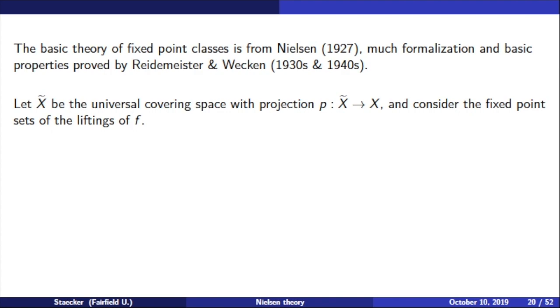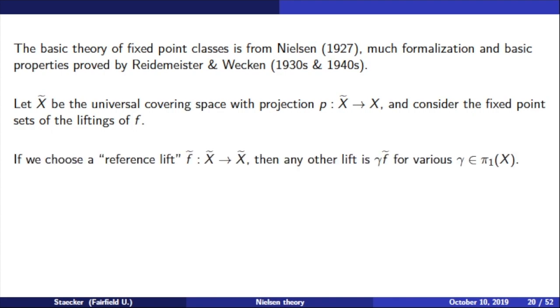And consider the fixed point sets of the liftings of F. The idea is you take some lifting to the universal covering space. If you just choose one to start with, we call that the reference lift. And then any other lifting to the covering space has this form, gamma F tilde, where gamma is some element of the fundamental group. This is because the fundamental group acts freely on the universal covering space. And it's easy to show.